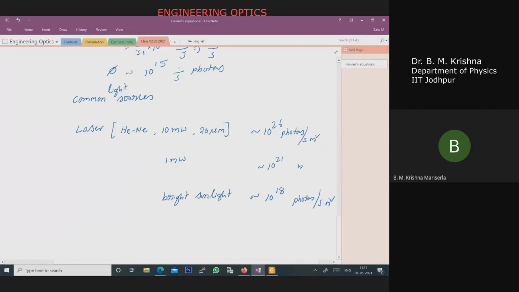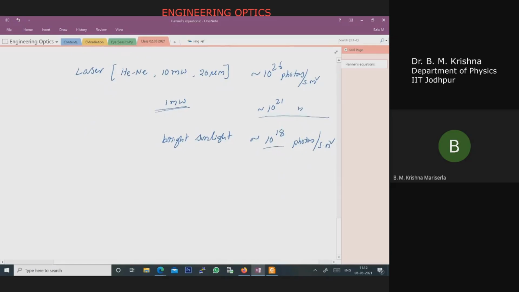See, the laser at 1 milliwatt, generally we call a very low power laser. A 1 milliwatt laser is able to produce much higher photon flux compared to a sunny day or hot sunlight. Even a very low power laser, for example your laser pointer, is capable of producing more photon flux than your sunlight. So that is the greatest advantage of lasers.